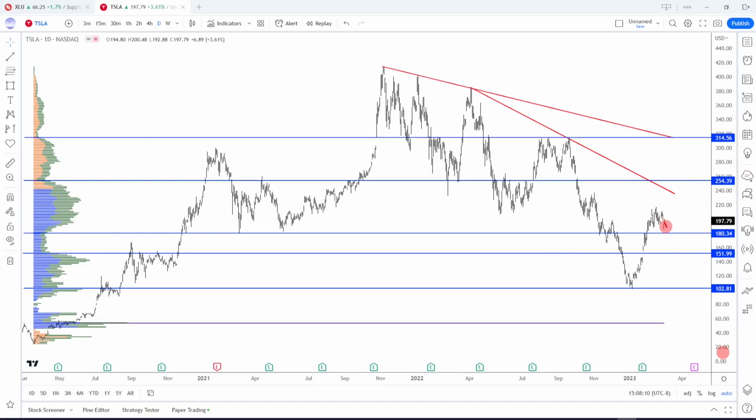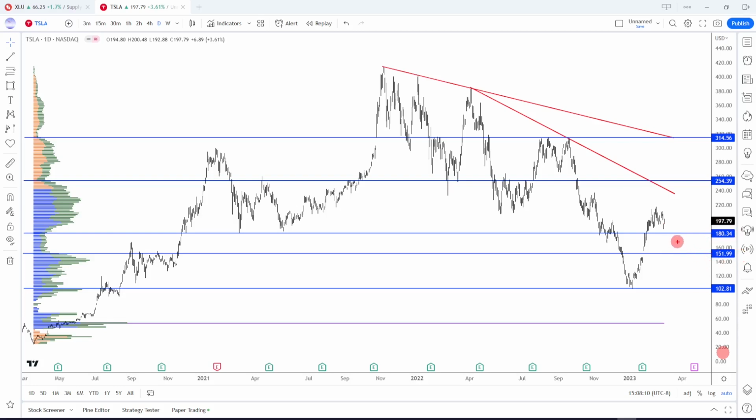The other one is if it comes down to this 180 and breaks, then I'd be looking for a short to go down to this 150, 199, 152 area. Okay, that would be a near-term swing short if it breaks below this 180.34.